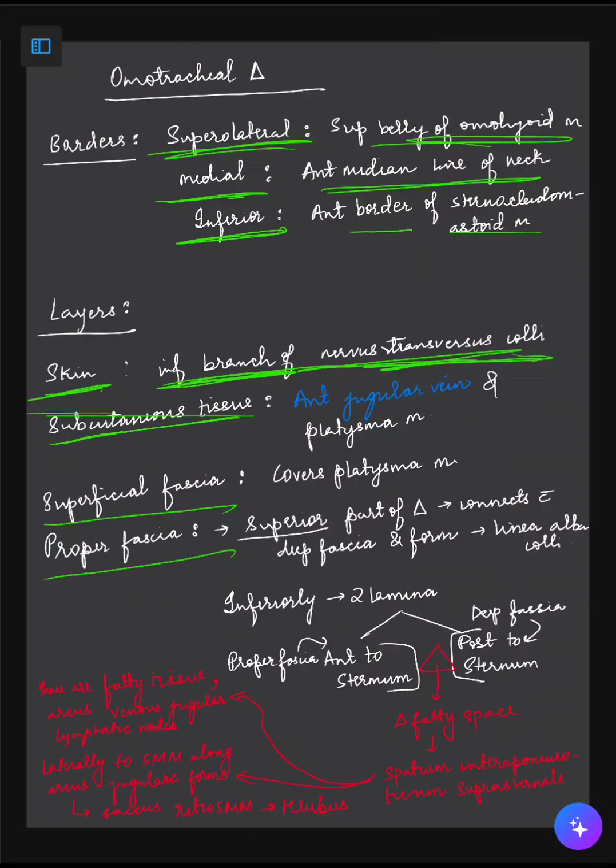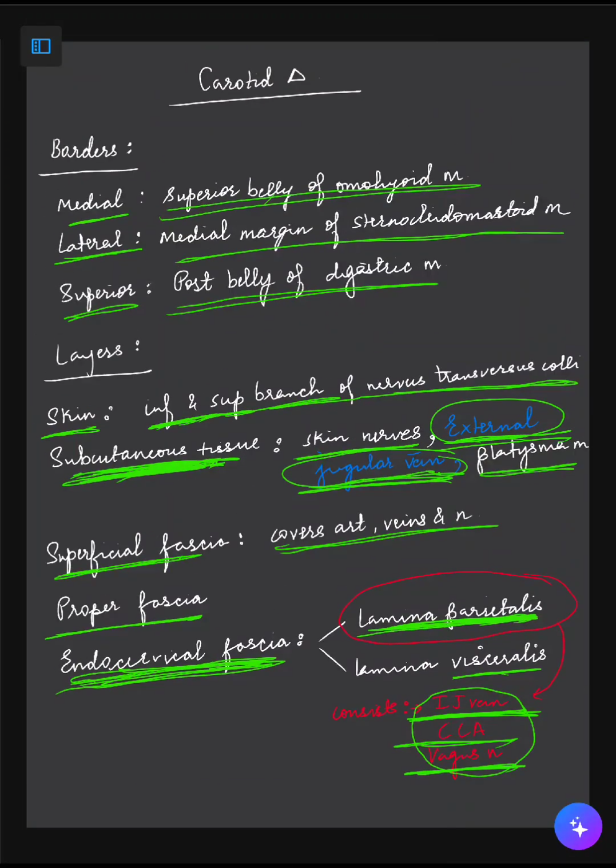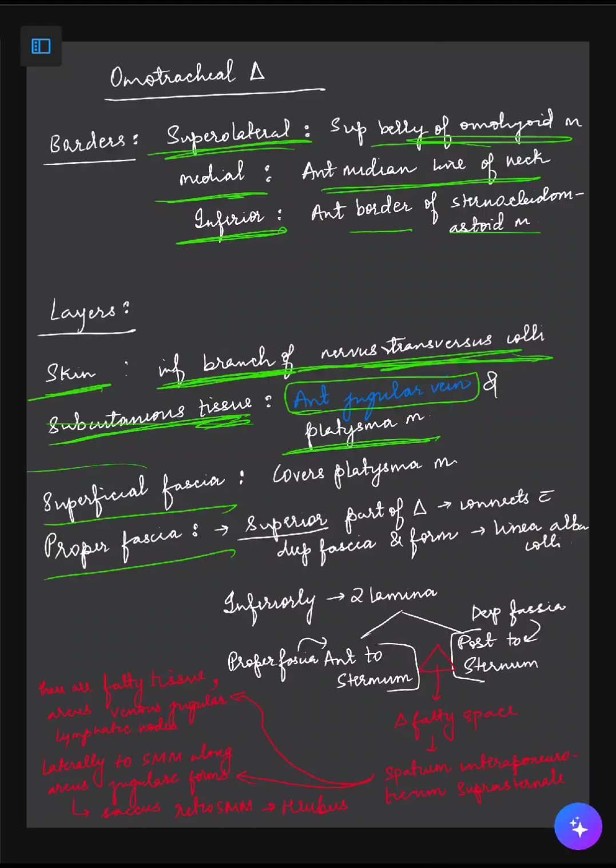Now in the subcutaneous tissue, the anterior jugular vein and platysma muscle are present. In the carotid triangle, the subcutaneous tissue has the external jugular vein. And in the omotracheal triangle, the subcutaneous tissue has the anterior jugular vein. Now the superficial fascia covers the platysma muscle.